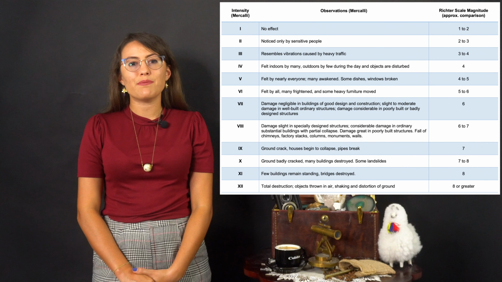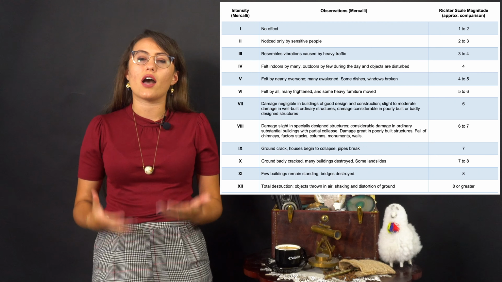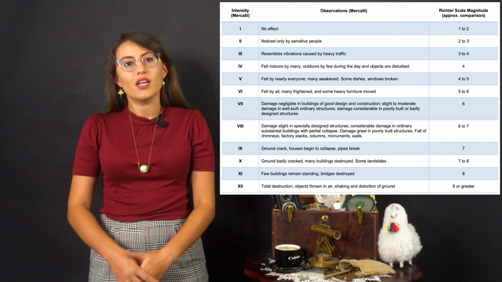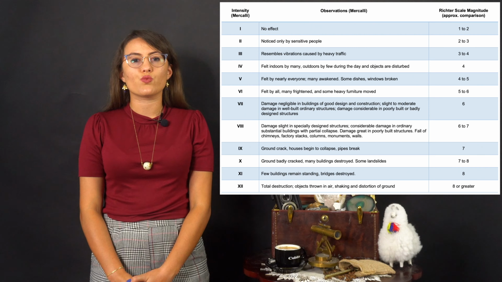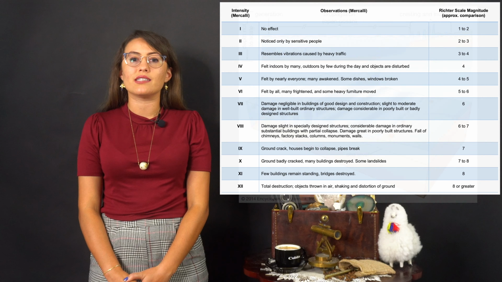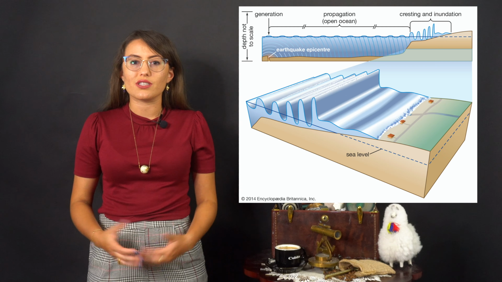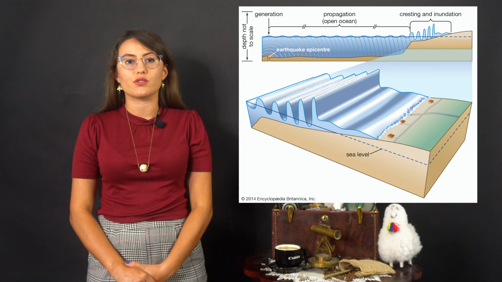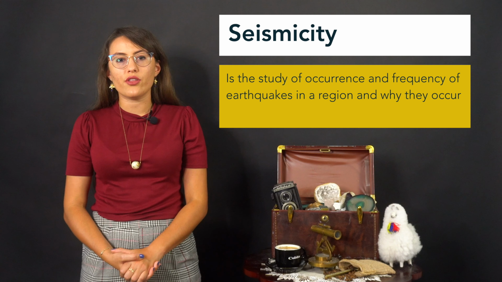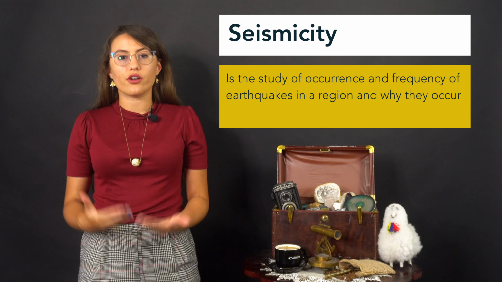Earthquakes can be absolutely devastating and can potentially cause catastrophic damage to the area. This can include damage to buildings, roads, slope failures, highways, pipelines, bridges, and more. In the case of an earthquake that originates beneath the ocean, these can potentially result in the formation of a tsunami. Seismicity is the study of occurrences and frequency of earthquakes in a region and why they occur.